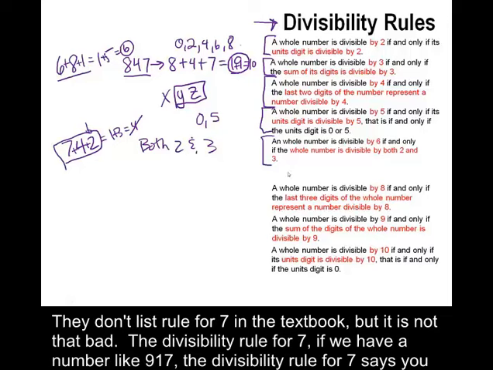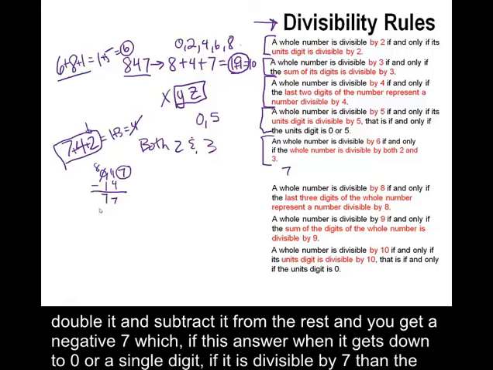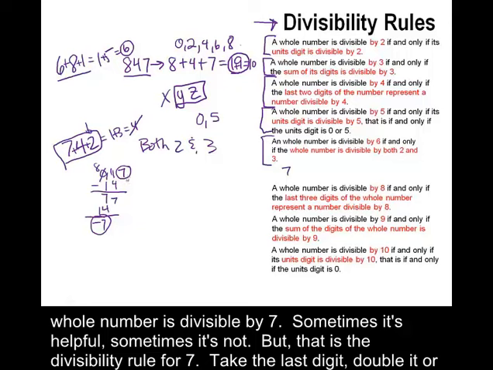They don't list the rule for 7 in the textbook, but it's not that bad. If we have a number like 917, the divisibility rule for 7 says you take the last digit, double it, and subtract it from the rest of the number. You repeat that, and you get -7. When the answer gets down to 0 or a single digit, if it's divisible by 7, then the whole number is divisible by 7.